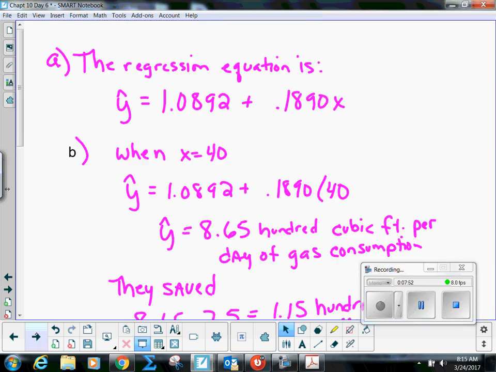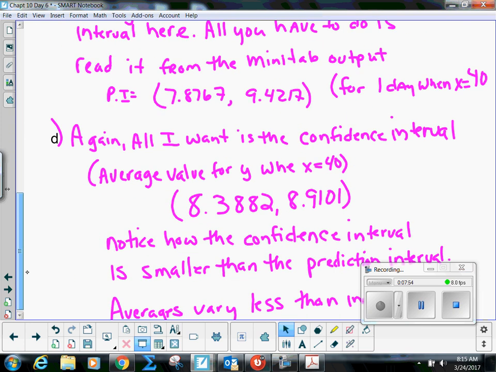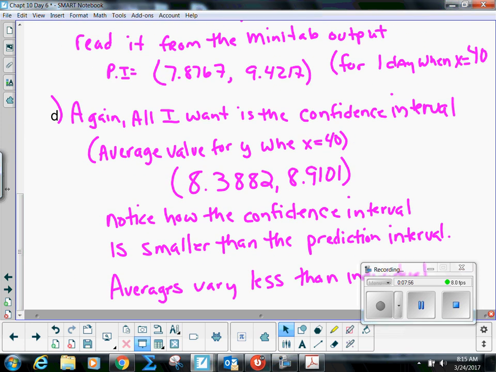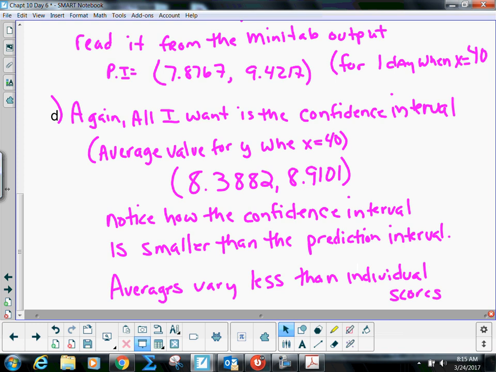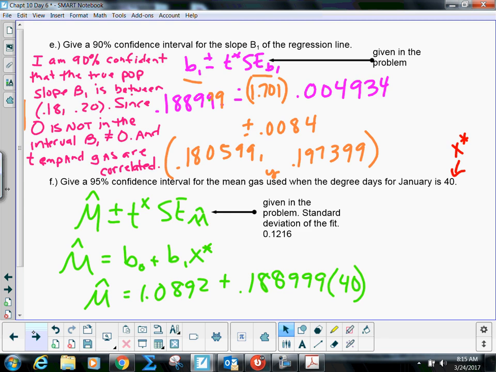Okay, so for part D, I didn't have the recording on, so I got to redo it. So again, all I wanted was the confidence interval. The average value for y when x equals 40 is this. I'm 95% confident that the gas consumption for the Sanchez family on average is between these two numbers when the degree days equals 40. And again, notice that the confidence interval is smaller than the prediction interval because averages vary less than individual data points. Okay? So that's it. That's just reading. Sometimes it's as easy as that, but you have to be able to interpret it.